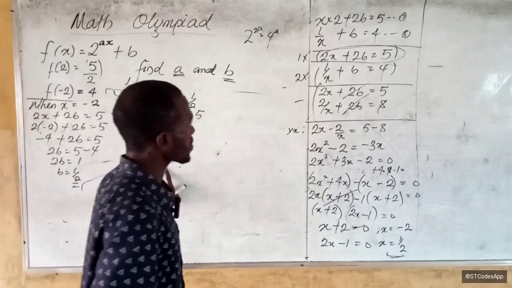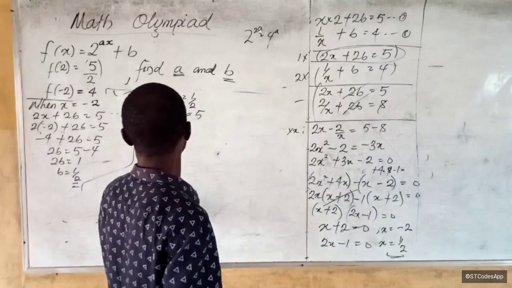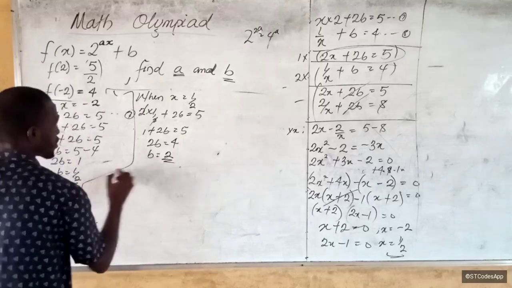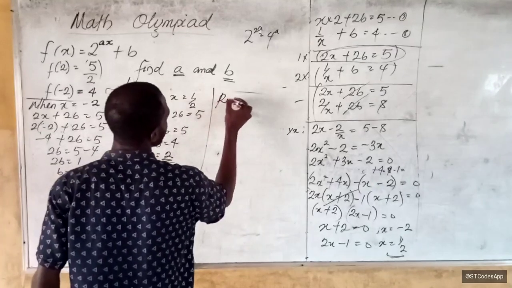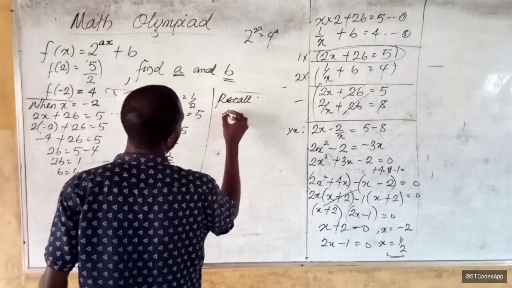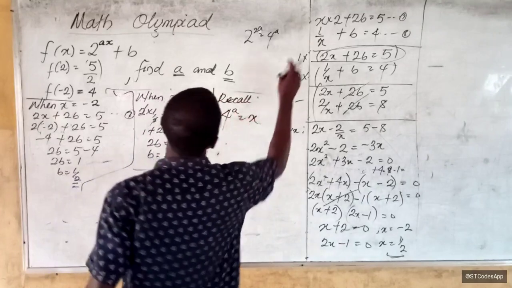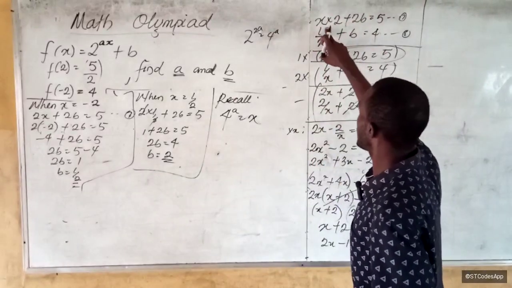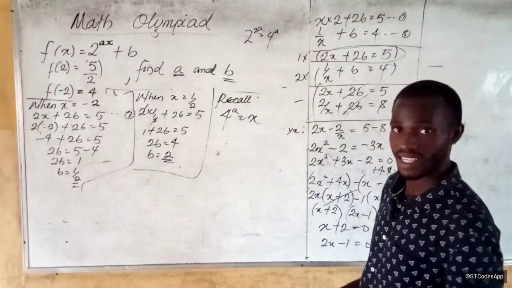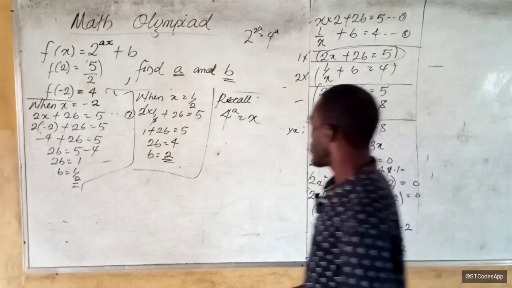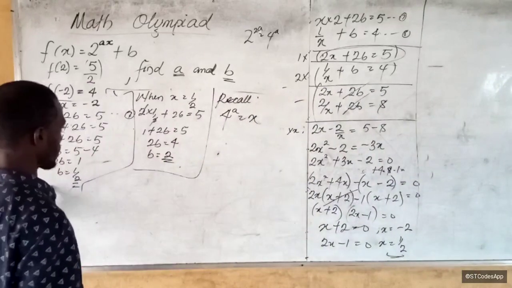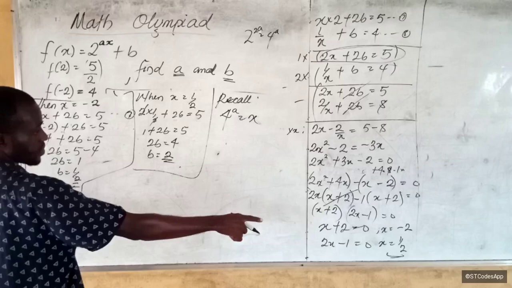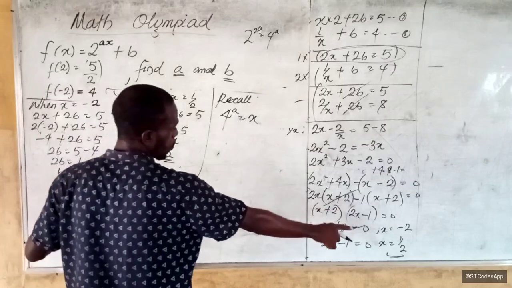So how do we now find our a? Where were we coming from? Remember that we made 4 raised to power a to be x. We made 4 raised to power a to become x. All right. So since x is that guy, x is either -2 or 1/2.